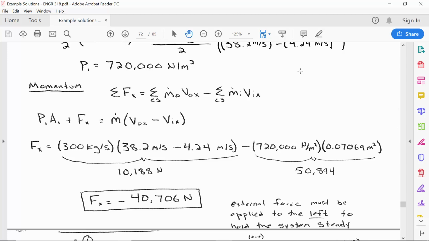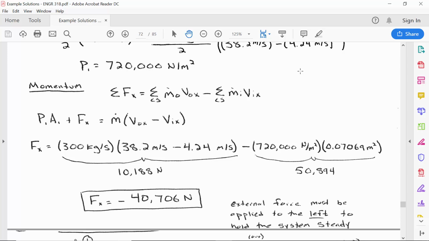So when we actually have to push to the left, it's to resist the fact that you've got a positive pressure going to zero pressure. That had a bigger effect here in how much you have to push to hold the system steady than the actual mass flow rate and velocity change.